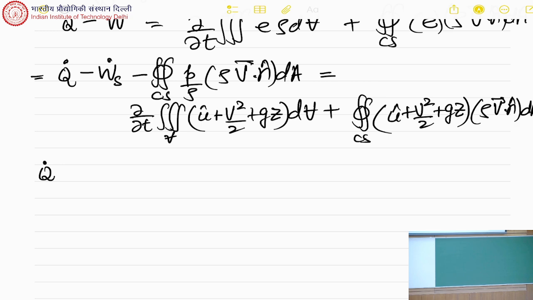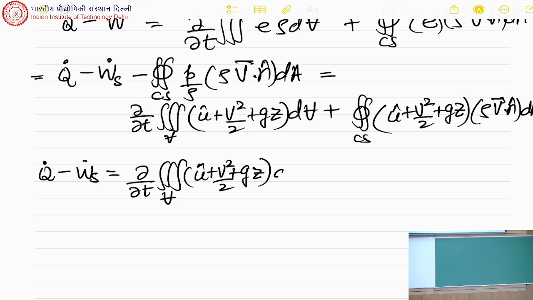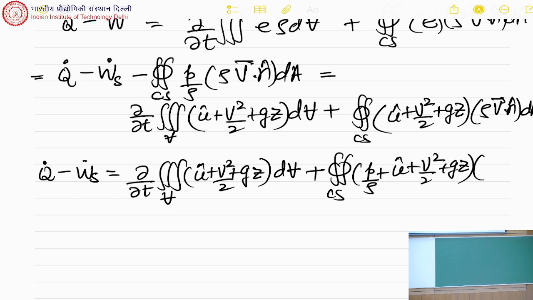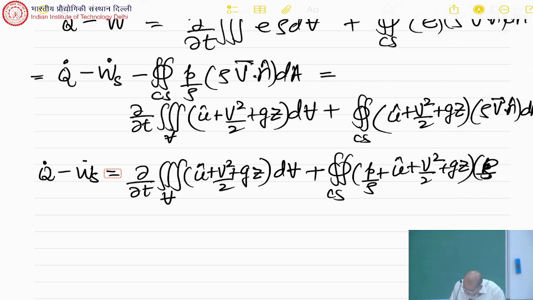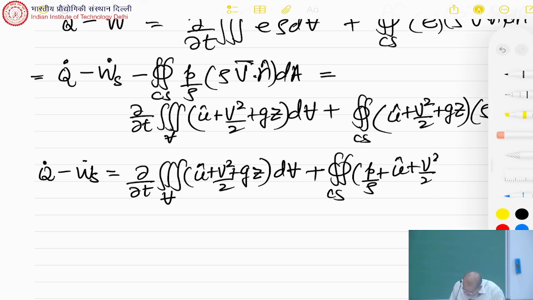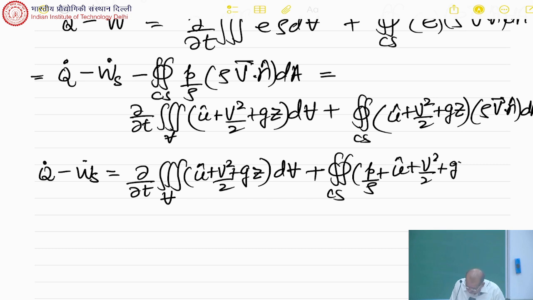So this becomes Q dot minus W dot S equals d by dt of volume integral of u plus V square by 2 plus gz dV, plus integral over the control surface P by rho plus u hat plus V square by 2 plus gz into rho V dot n dA. U plus V square by 2 plus gz.